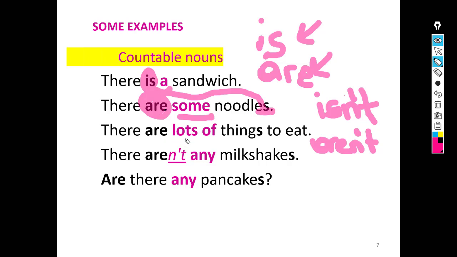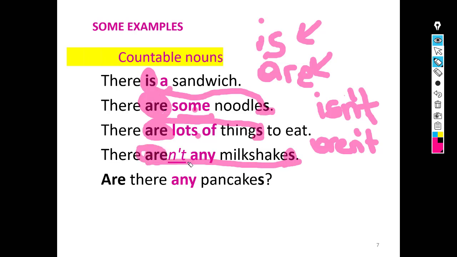There are lots of things. Look at this is s. It means it is plural form. We have to use are because it is plural. Lots of things. Some, lots of, we can use, okay? And milkshakes. It is plural? Yes. So we have to use are.